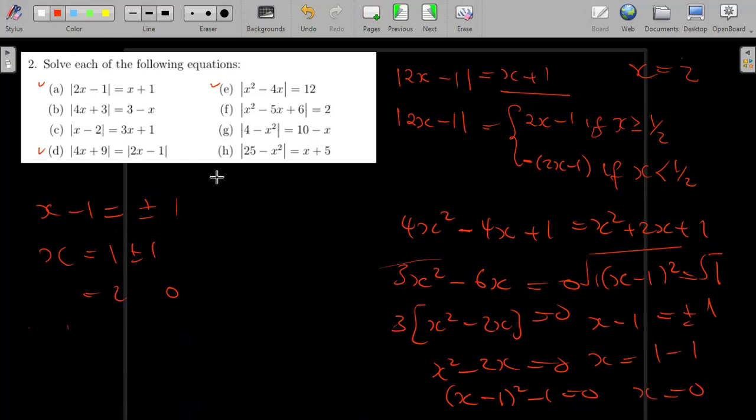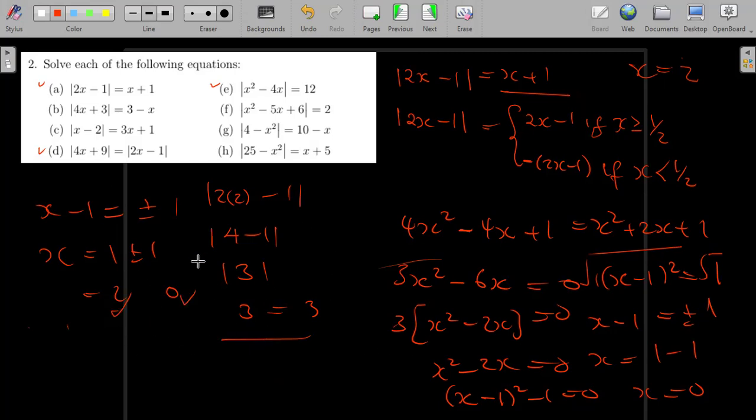And you can test that both of these are values of x. Replacing x with 2, 2 minus 1 in modulus gives me 4 minus 1, which gives me 3, the modulus of 3, which is just going to be 3. On the other side, I just have 2 plus 1, which is equal to 3. And you get 3 equal to 3. So 2 is a valid value of x.